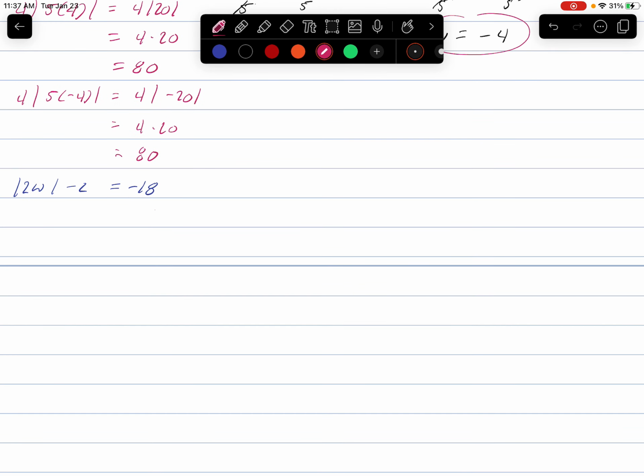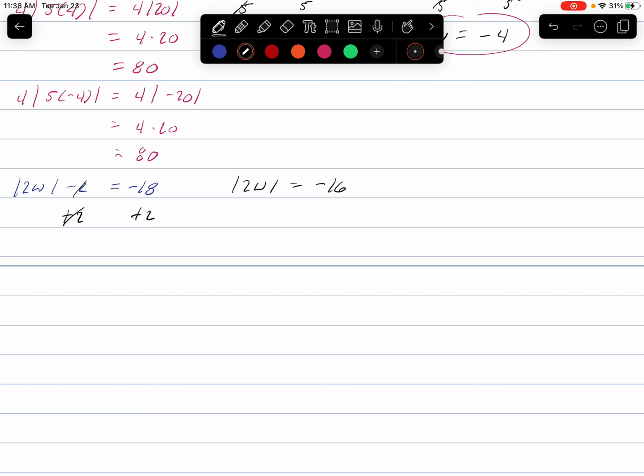Okay, so now let's look at kind of an interesting little quirk here with absolute value equations. So here we have the absolute value of 2w minus 2. So we're just considering the absolute value of 2w here. Minus 2 equals -18. Okay, so like we did in the previous one, we want to see if we can isolate the absolute value by itself. So let's add 2 to both sides. And we end up with the absolute value of 2w is equal to -16.